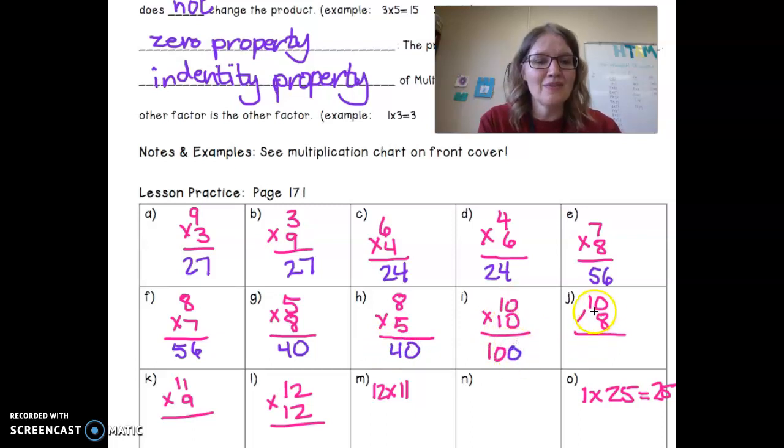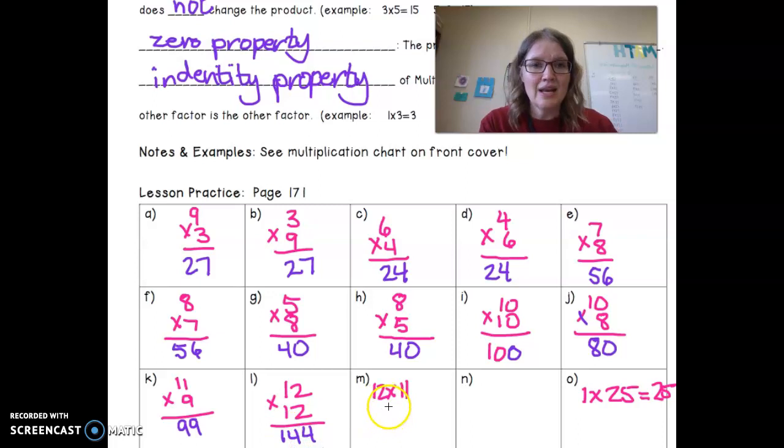Mrs. Daw forgot that little thing snuck in. 10 times 8 is 80. Don't you love those 10s? They're so fun to do. 11 times 9 is 99. And 12 times 12 is 144.